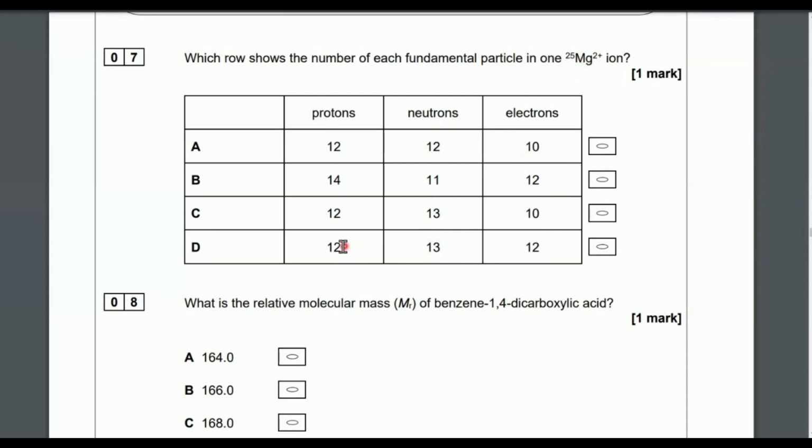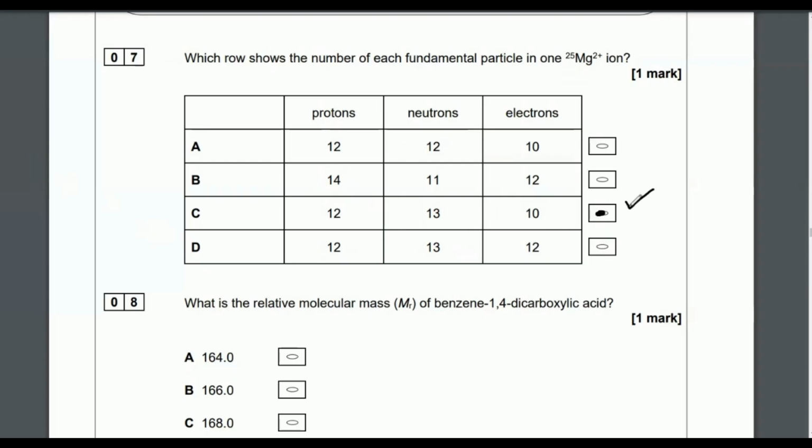We know from the periodic table magnesium has 12 protons, atomic number 12. So if it has a mass of 25, it must have 12 protons, 13 neutrons. So it's got to be C or D. If it is a 2+ ion, it has lost 2 electrons, so it can't be D. It's going to have 10 electrons, 2 extra protons, makes plus 2. So we're looking at C as the answer. Bang, easy, that one. And you should all get that right.